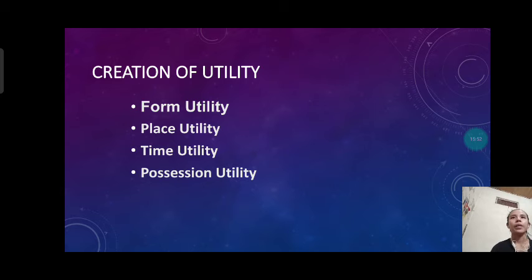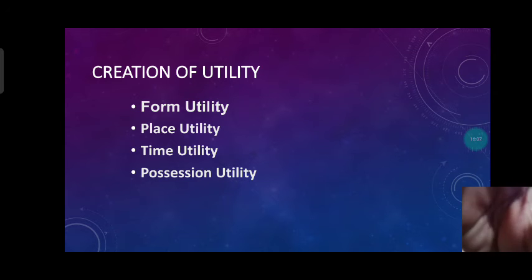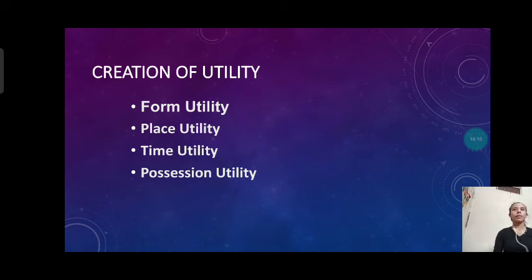Time utility: the storage function adds time utility to the products by making them available at the time when they are needed. Time utility exists when a company maximizes the availability of a product so that customers can buy it during the time that is the most convenient or desirable for them. Companies analyze how to create or maximize their production process, logistical planning for manufacturing and delivery. That's time utility. The position utility.